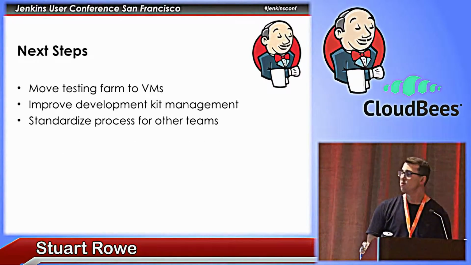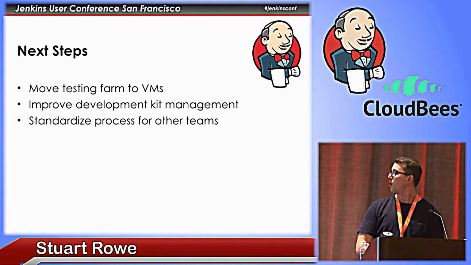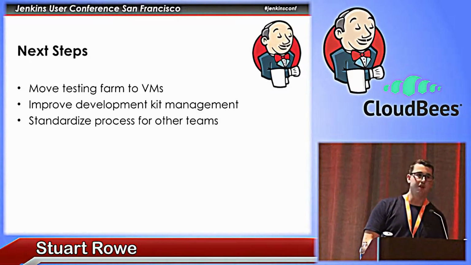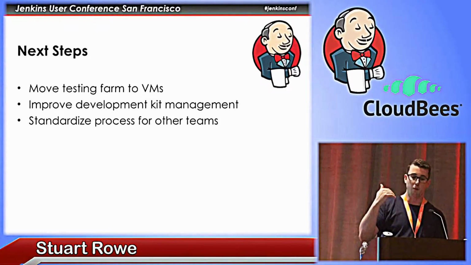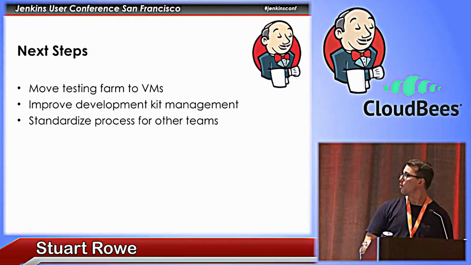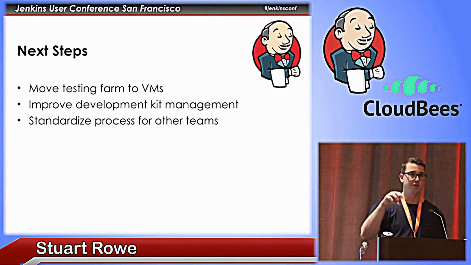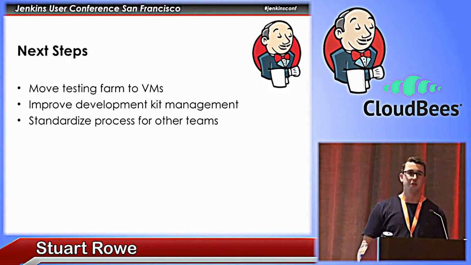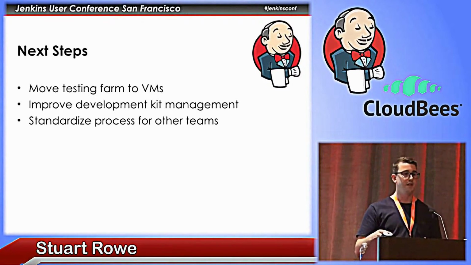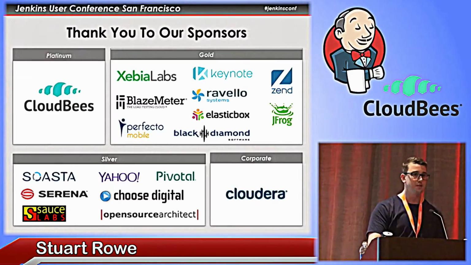Moving forward, we'd like to move our farm from physical desktop PCs to VMs for stability. Our previous system had a problem with dev kit management, where we were basically assigning one dev kit to one build machine. We're looking at ways to create a resource pooling system for actually allocating and provisioning one dev kit at a time as necessary. We also want to standardize our process so other teams than just the FIFA gameplay team can use this system for their pre-flight testing.